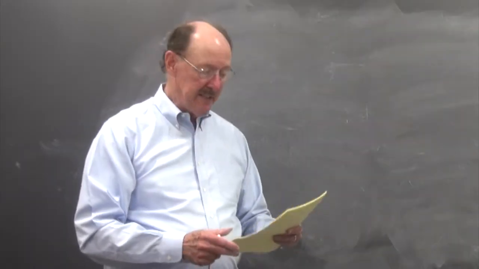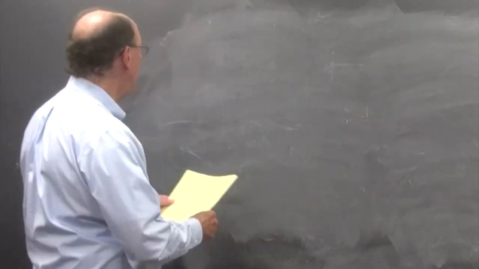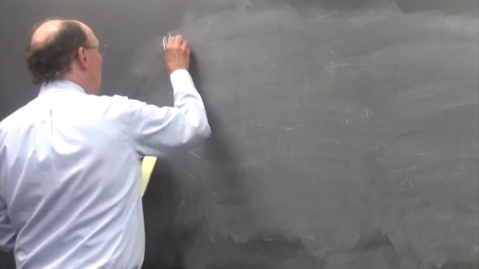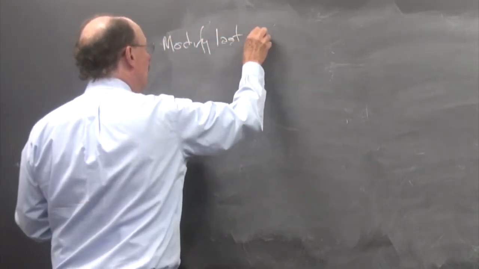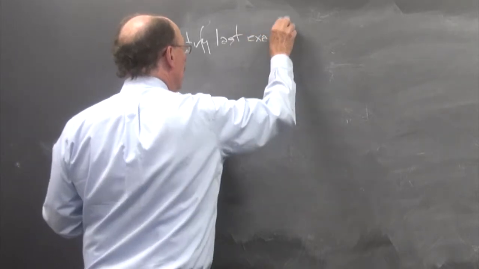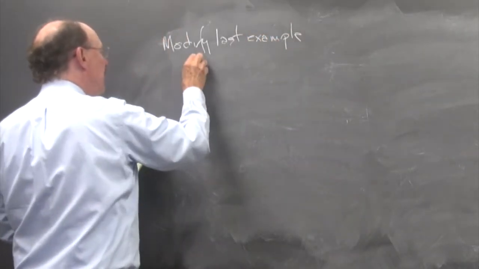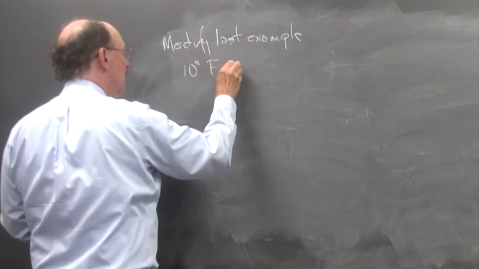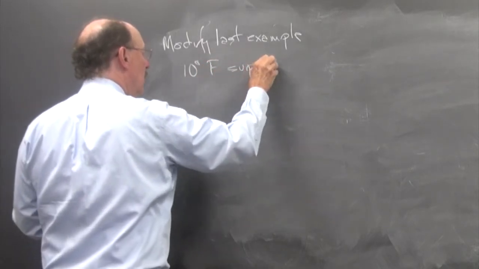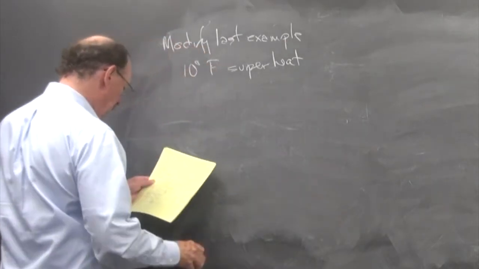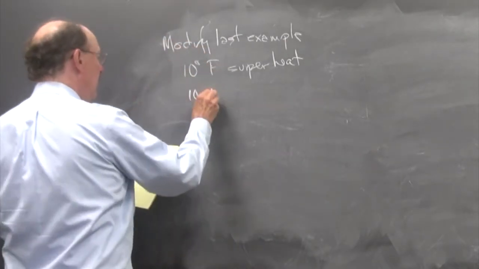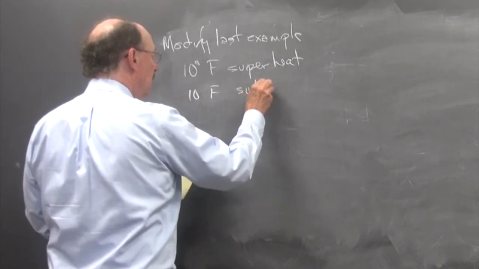Now we're going to modify the last example, and let's do this by increasing, so we'll have 10 degrees Fahrenheit of superheat. And we'll have 10 degrees Fahrenheit of subcooling.